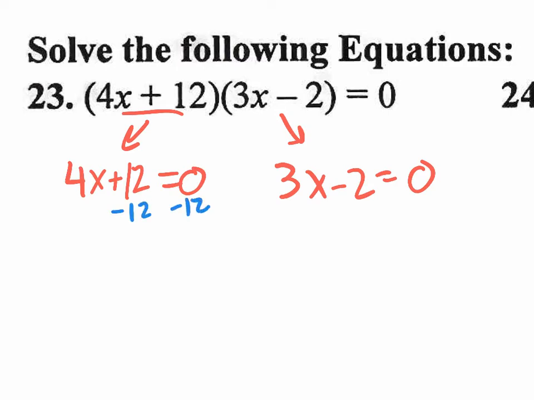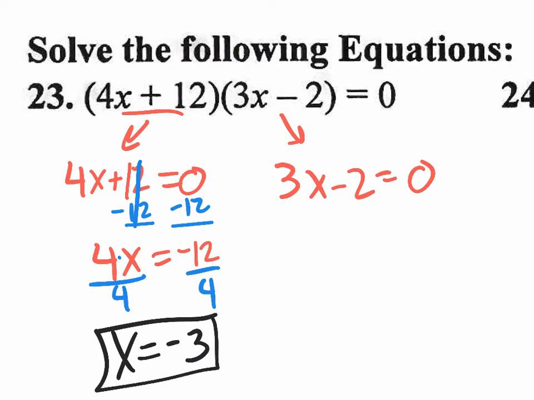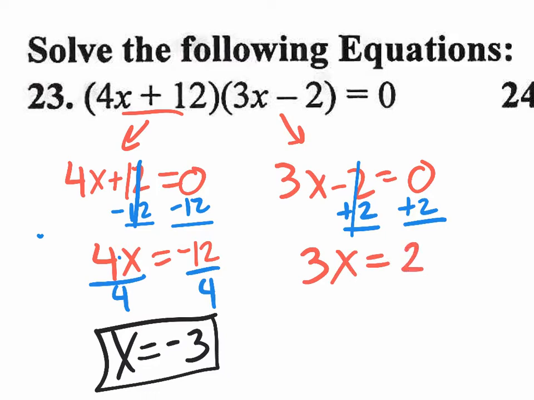Subtract 12. You end up with 4x equals negative 12. Your final step would be to divide by 4 and divide by 4. So x equals negative 3. Now, in the other equation, we have to get rid of the minus 2 by doing the opposite, plus 2. What you do to one side, you do to the other side. We have 3x left over equals 2. Final step would be to divide by 3, and we'd get our final answer, x equals 2/3.